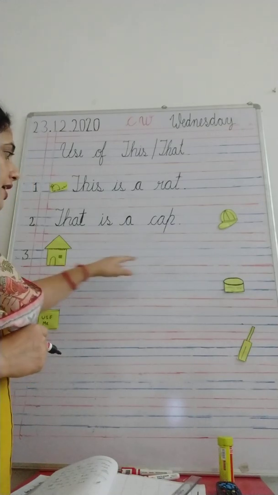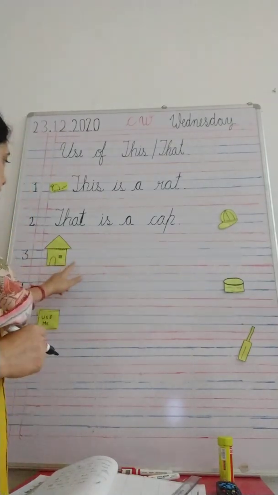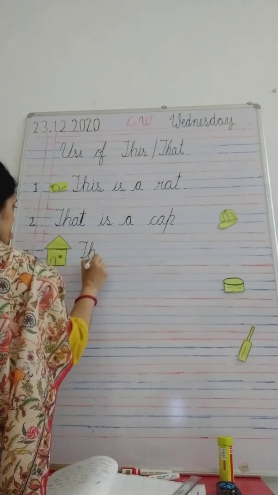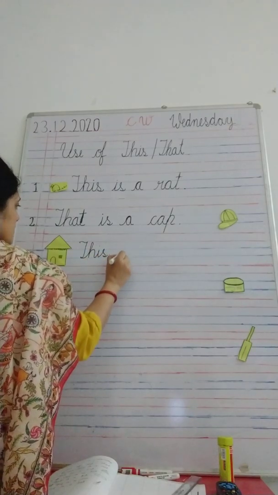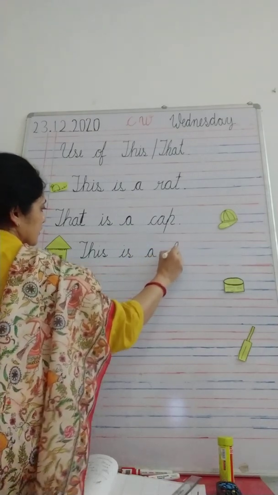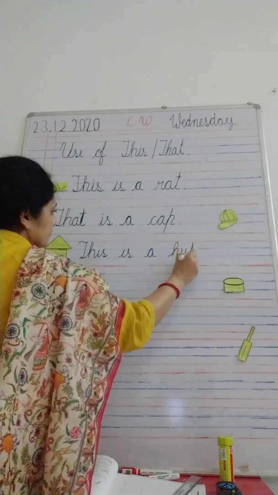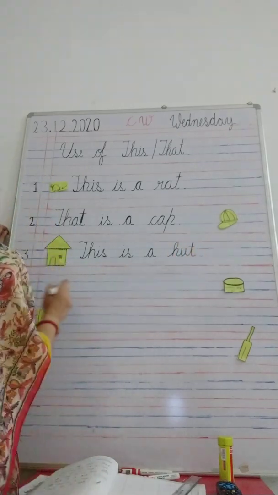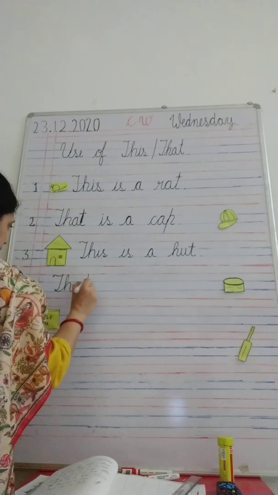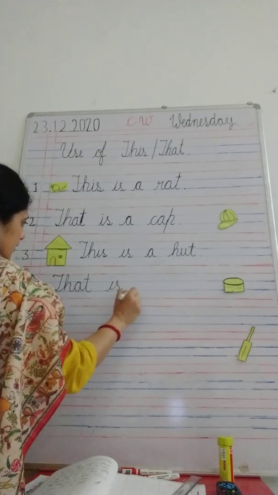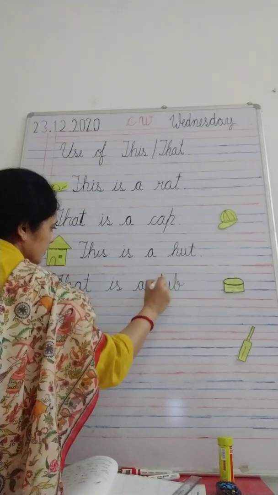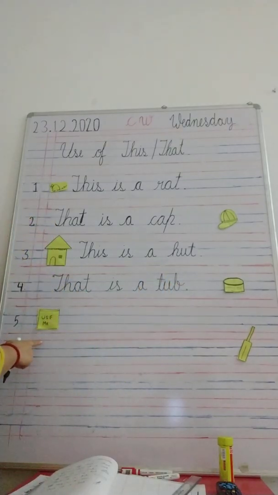Now what is this? This is a hut and that is a tub. This is a hut. Full stop. That is a tub. Tub. Full stop.